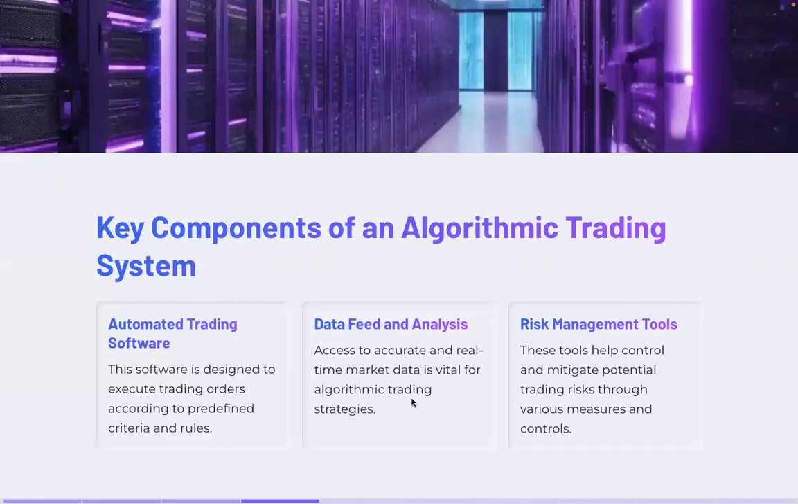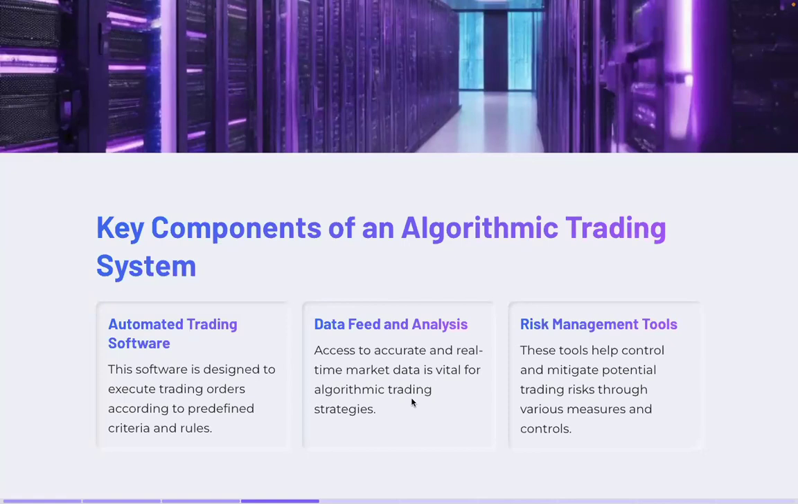Now, what are the key components of an algorithmic trading system? Remember, you need to have the software. You've got cTrader. It has cTrader Automate that can generate the cBots, right? This software is designed and produced to execute trading orders according to predefined criteria and predefined rules. We are going to talk about that a little bit later.